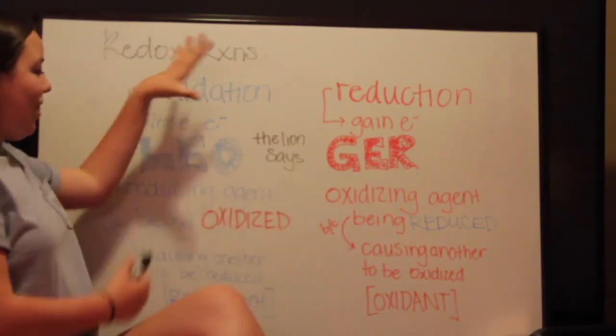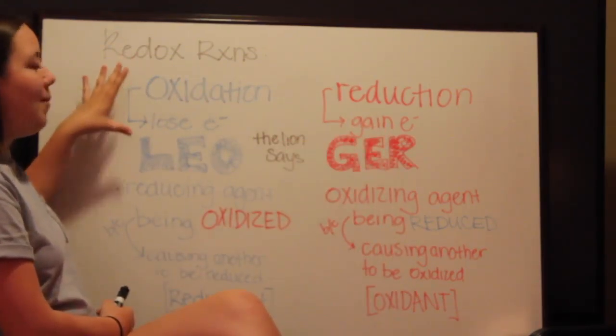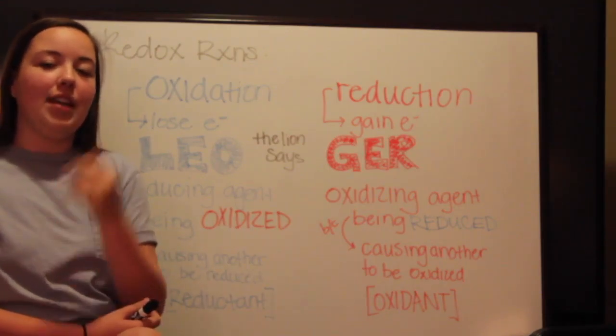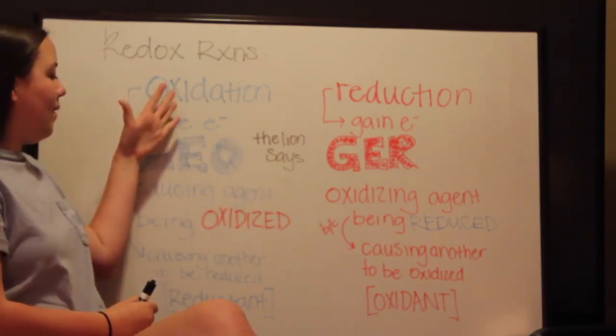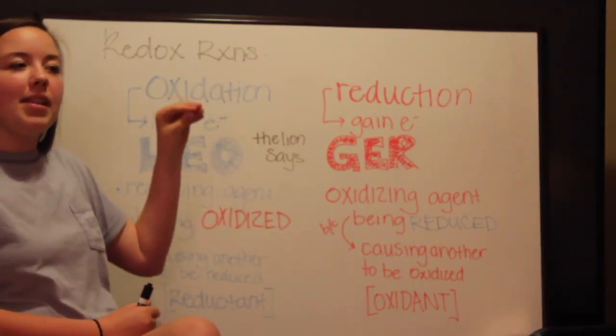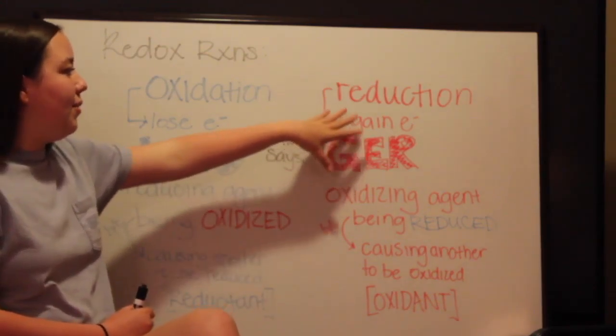So from now on, as you can see, we color coded this, and from now on we are going to do two examples for you, one in basic solution and one in acidic solution. And the things that represent the oxidation half reaction are going to be in blue, and the reduction half reaction will be in red.